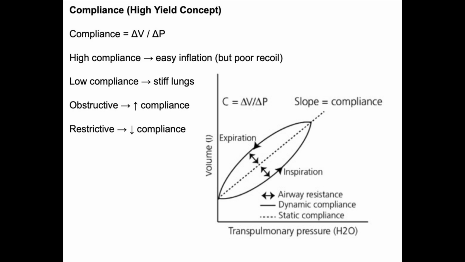Okay. So low compliance means stiff lungs. So think pulmonary fibrosis, hard to inflate, but recoil is strong. So now here's the integration point. Obstructive disease, increased compliance. Restrictive disease, decreased compliance. And compliance directly influences work of breathing. Stiff lungs require high inspiratory effort. Hypercompliant lungs require prolonged expiration.